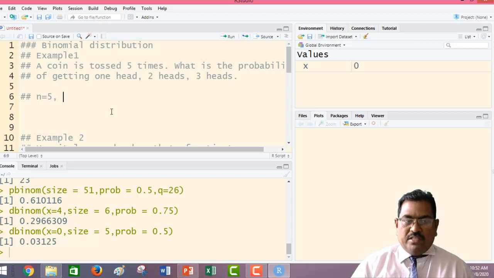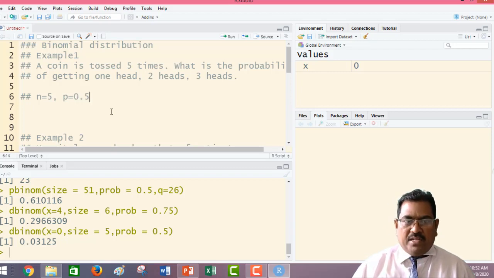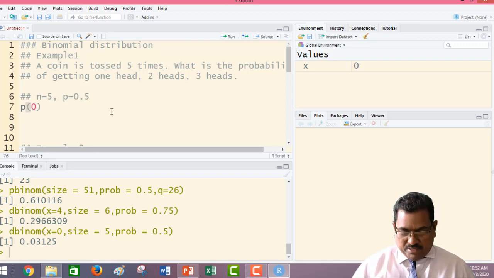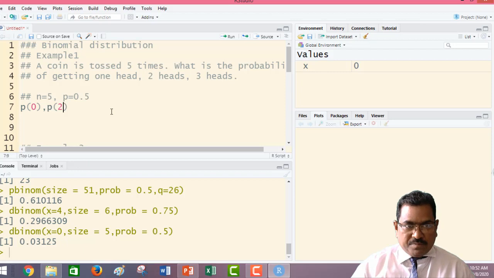Here is a coin problem. The probability of head or tail is 0.5. So here what is the question? The first question is the probability of getting 0 heads. It means we require P of 0. For the second one, the probability of 2 heads, so we get P of 2. And 3 heads, probability of 3 heads.